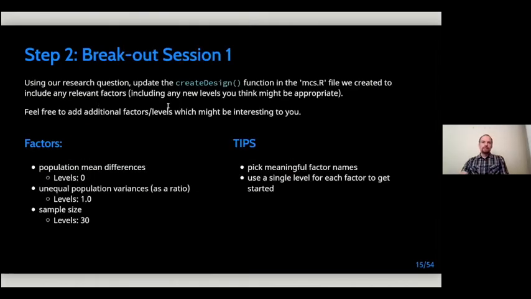This is going to be the first breakout session. As a reminder, we'll use the research question we discussed earlier to update the create design function at the top of our mcs.r script file. We want to make sure we include all the relevant factors. So let me list them here again. We want something that captures the population mean differences, unequal population variances and sample sizes, and a reminder to pick meaningful factor names. To begin with, just put a single level for each of those factors to get us started.